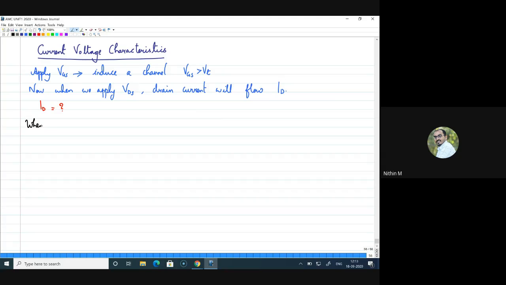When VDS is very small, since I am looking for drain current, I am considering that sufficient VGS is given. Now we will not talk about VGS. VGS is already there, which is more than VT. Now when a small VDS is applied, what is happening? Let me look at the channel. This we have discussed already, but still we will look at that again. This is the source end and this is the drain end. Now VGS is the voltage which is applied here. This is plus minus VGS.